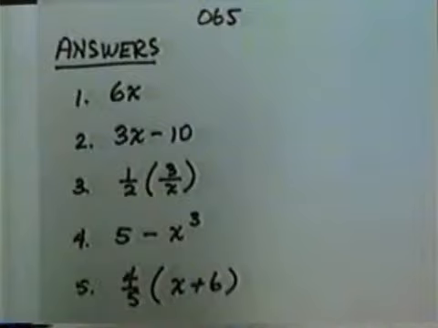Your answers should be, for number 1, 6x. For number 2, 3x subtract 10. For number 3, 1/2 times the fraction 3 over x. For number 4, 5 subtract x to the power 3. And for number 5, 4/5 times, in parentheses, x plus 6.